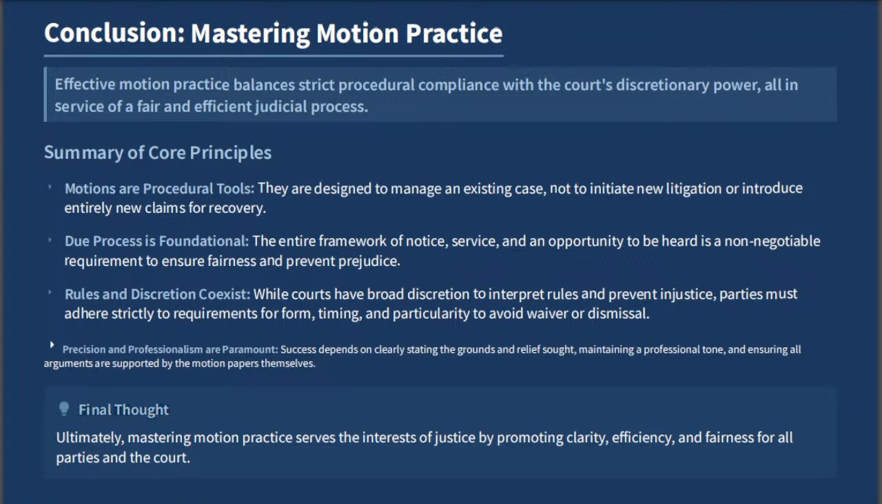And our final thought for tonight. Ultimately, mastering motion practice serves the interest of justice by promoting clarity, efficiency, and fairness for all parties and the court.